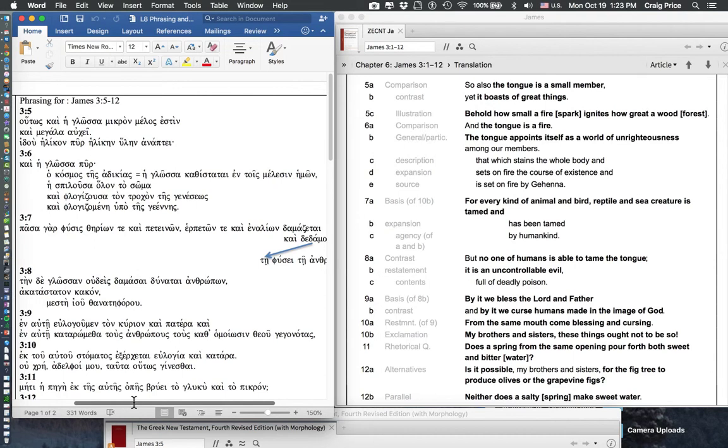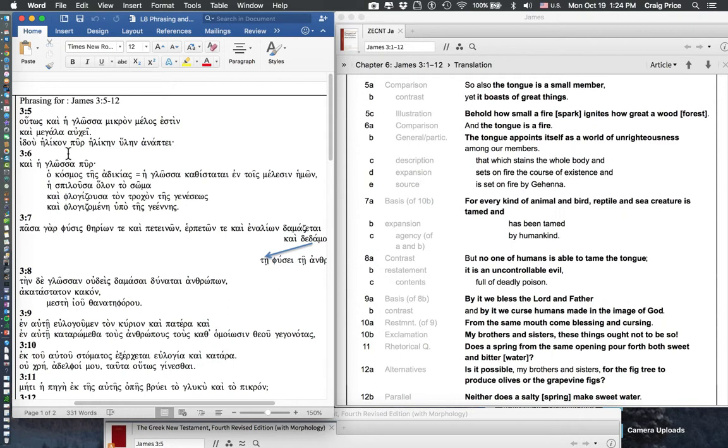Verse 5. So the tongue is a small member and boasts of great things. Now you'll notice that the NIV uses the word yet, and what they're doing is translating kai right here as an adverb. So the tongue is a small member, yet it boasts of great things. So you see where they're getting this idea of comparison for the function semantically of this verse.